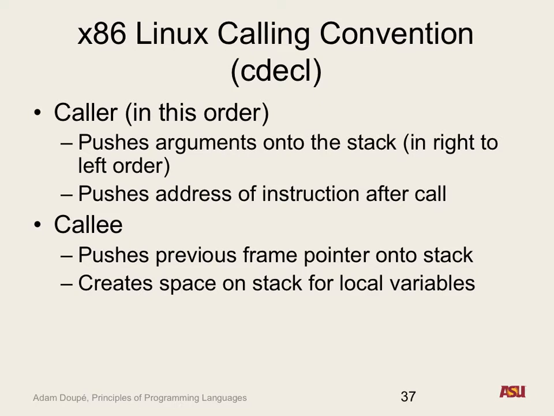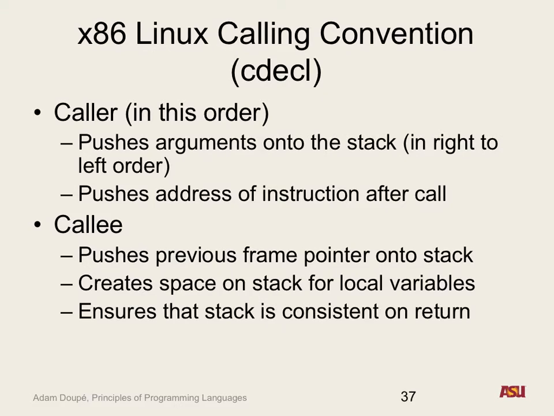Then we need to create our space for our local variables. So now we create space on the stack for our local variables. And remember what we have to do as we continue executing, it better be the case that the stack is consistent when we return. So where does that mean the stack should be pointing to when we return? Yeah, so it should be right there. We'll see exactly where it's going to be, but yes, in essence, we need the stack to be returned at exactly the same point that we left it.